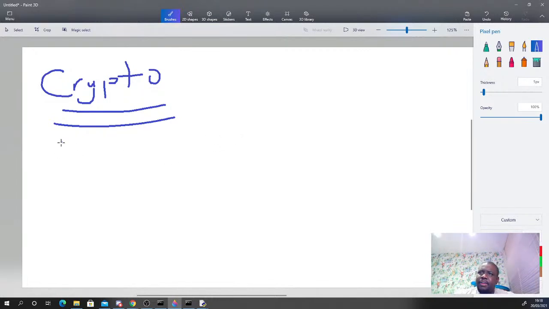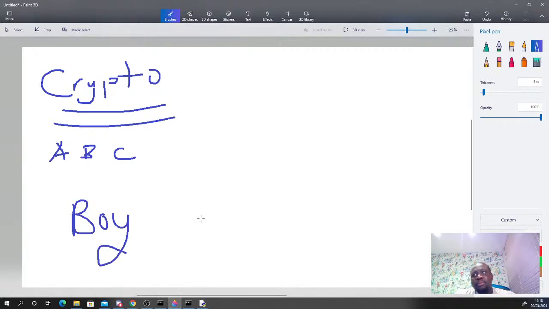If I have A, B, C, D, like the English alphabet, and I write boy, I don't want anybody to know that I'm writing boy. So I can encrypt this value by saying, you know what, shift the English alphabet by 1. So if I have B, you add 1, you will see C. If you see O plus 1, you're going to see P. Then Y, you're going to see Z.